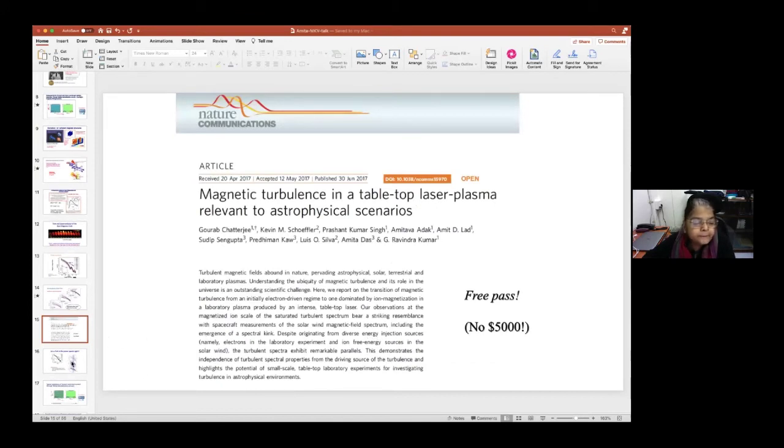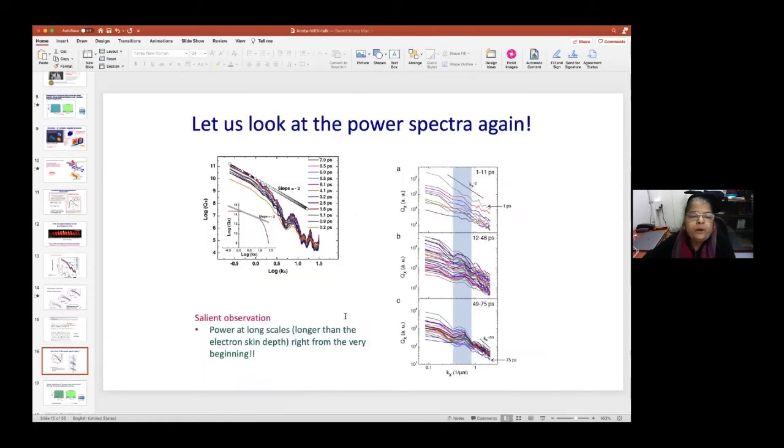So this was the background, but there's something else to be noted. If you look at the power spectrum, the power spectra peak at longer scales, much longer than the electron skin depth. Right from the very beginning, at sub-picosecond and even earlier times, Ravi and his group have been able to measure that they are always peaking at scales which are much longer compared to the electron skin depth.